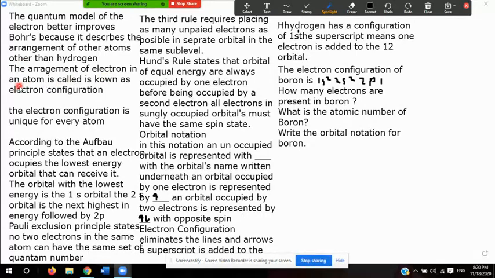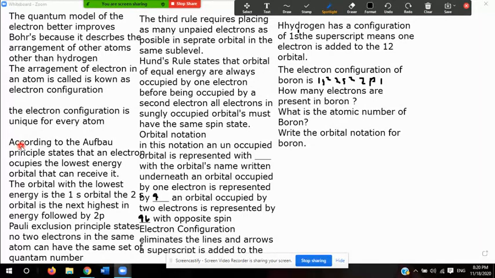It says that the arrangement of electrons in the atom is called the electron configuration. The way the electrons are arranged in an atom is called the electron configuration. It says that the electron configuration is also unique for every atom. So the electron configuration is basically how electrons are arranged, and that is going to vary or depend on what element we're dealing with.